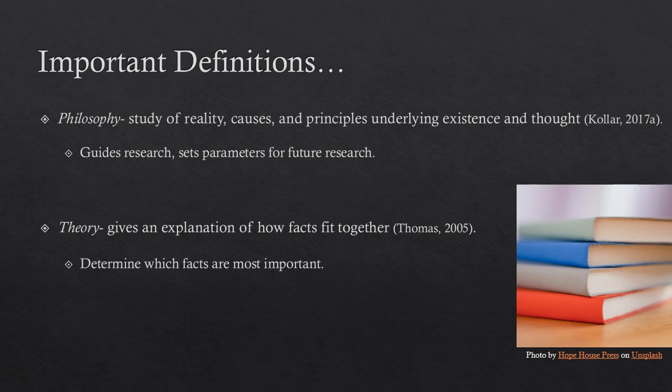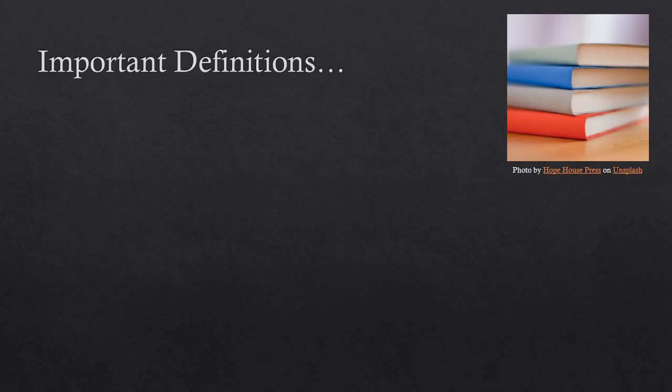A theory is a little bit more concrete. It gives an explanation of how certain facts fit together. It determines which facts are the most important and what the relationships are between those facts. It helps researchers make sense of facts and puts them together in a way that's meaningful, so they can be used to explain and predict development and behavior.